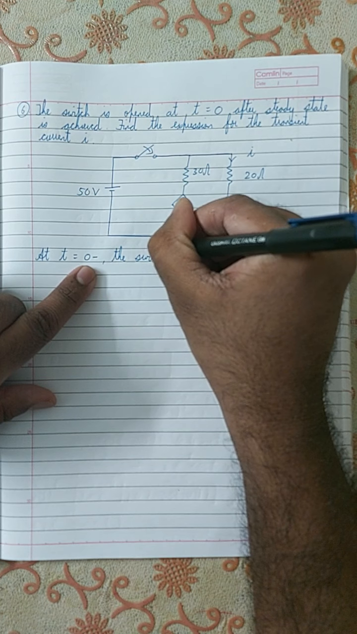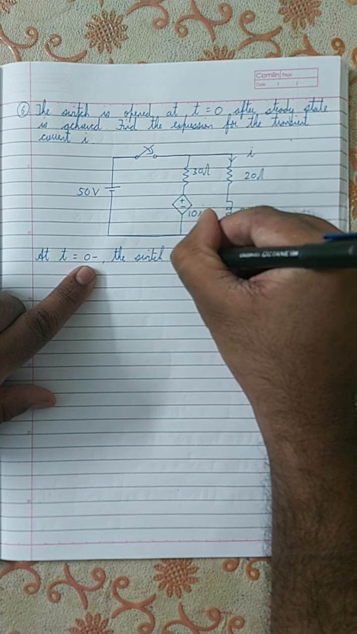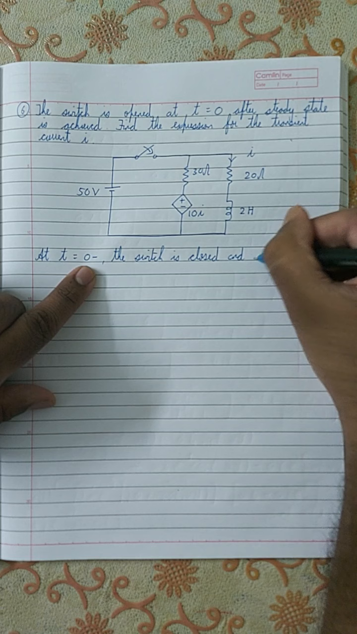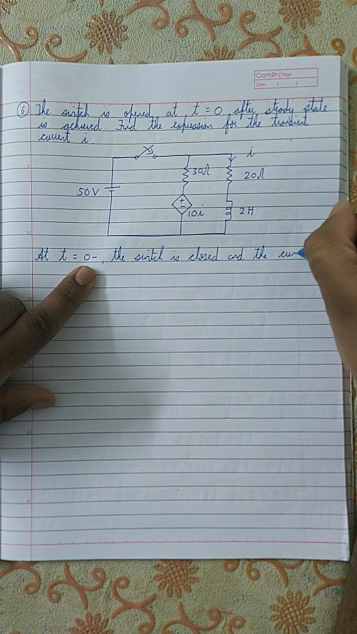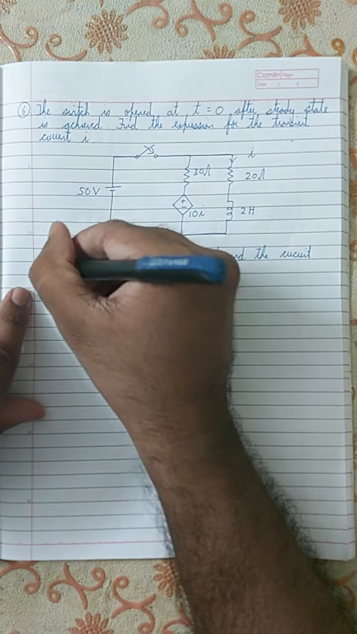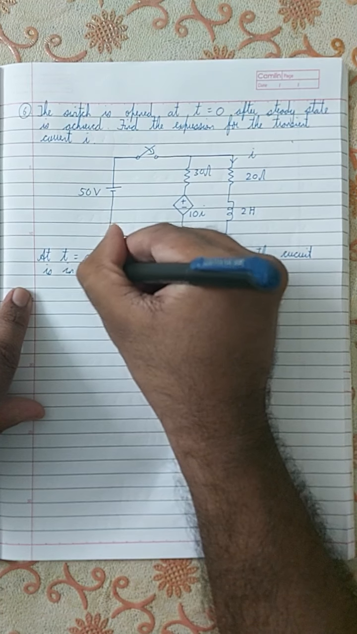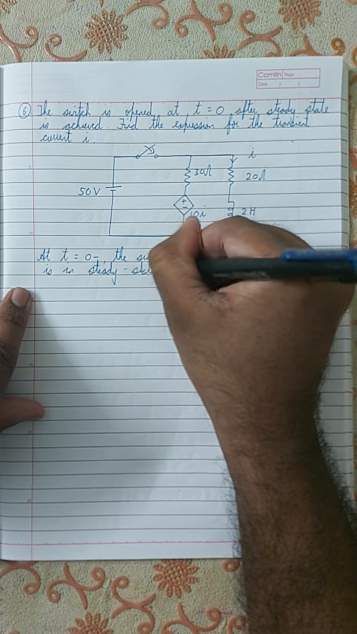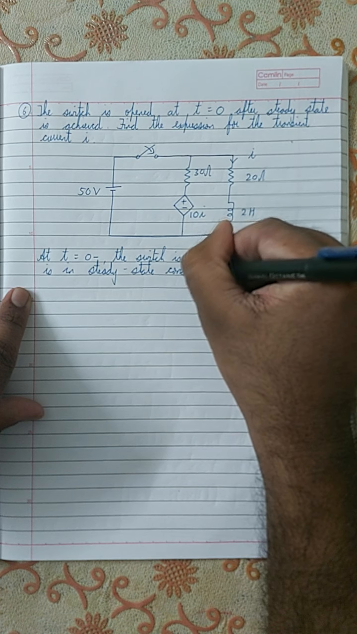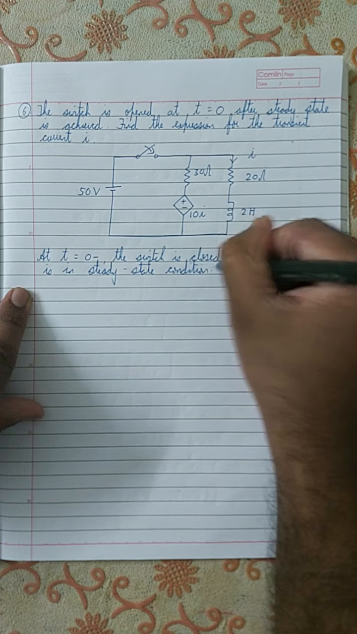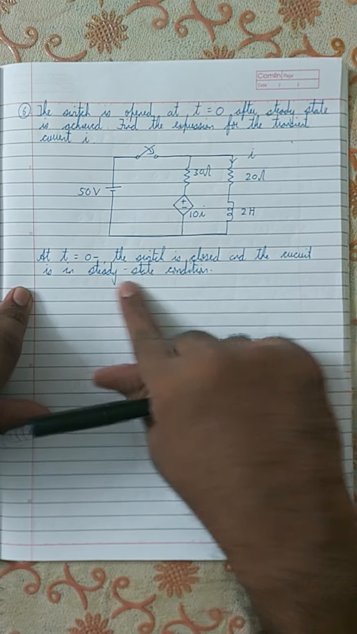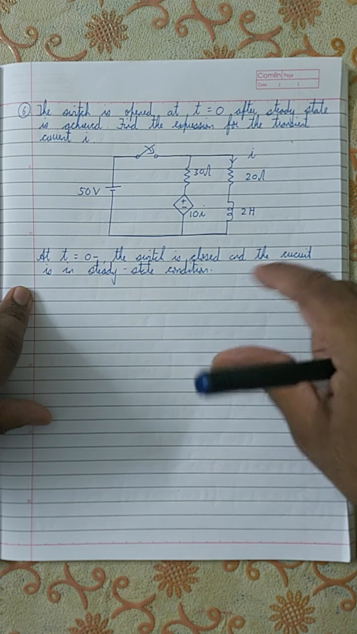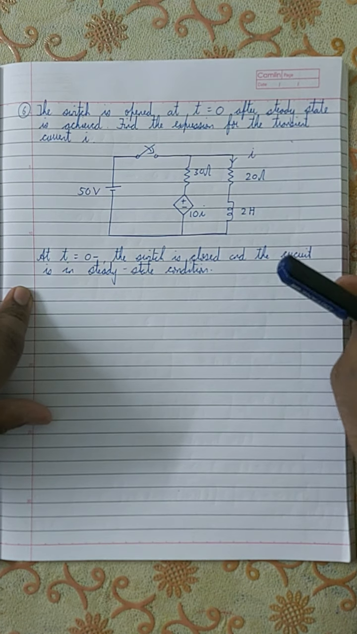I will just write the full explanation so that you will understand it. The switch is closed and the circuit is in steady state condition. What is the meaning of steady state condition? All you have to understand is that steady state condition means the inductor becomes a short circuit and the capacitor becomes an open circuit. That's all. That's what it means.